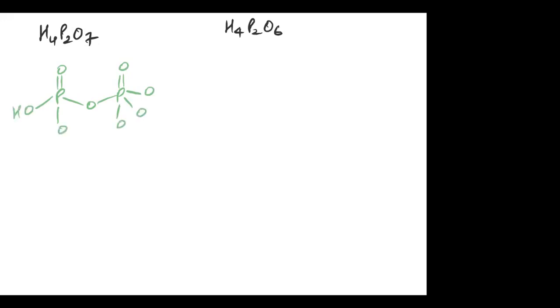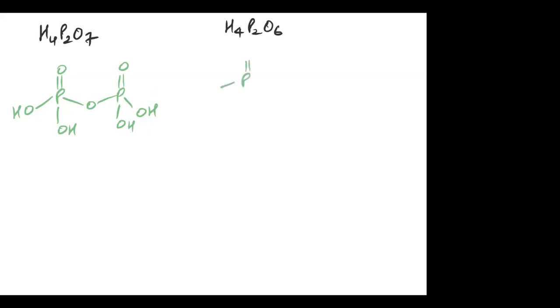Should have hydrogen, hydrogen atom, hydrogen, and let's say hydrogen atom. I put an extra one here. So this is the structure of H4P2O7. Same in the case of H4P2O6.